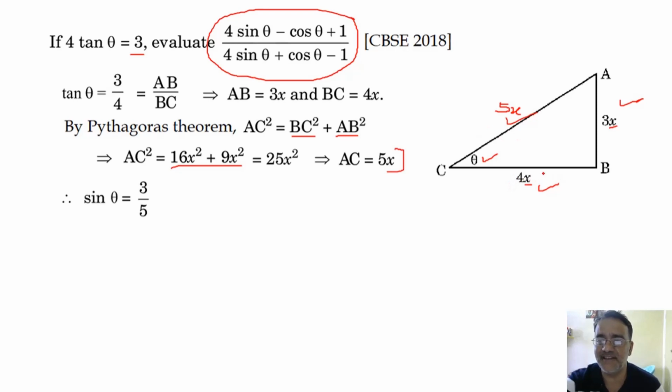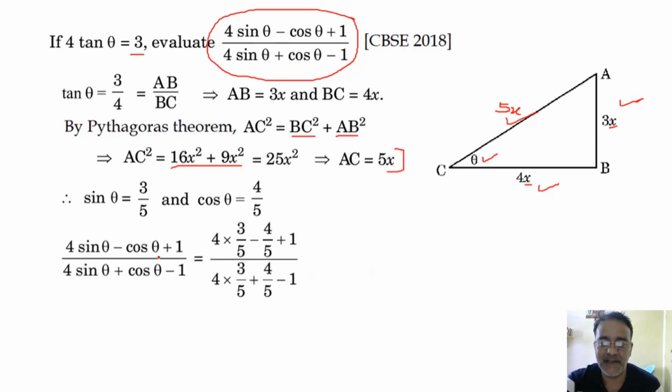what is the value of cos theta? 4 by 5. Right, very good. 4 by 5. Now we'll take the expression and we'll substitute the value. 4 sin theta minus cos theta plus 1 upon 4 sin theta plus cos theta minus 1. We'll substitute the value of sin theta and cos theta.